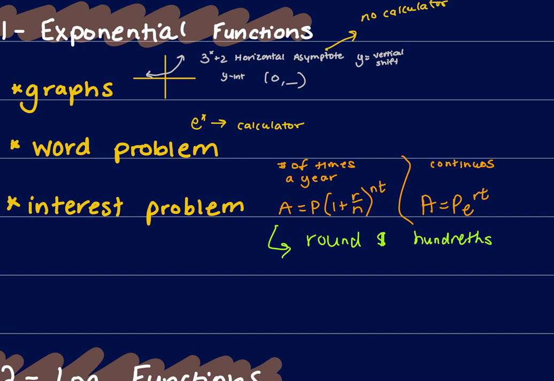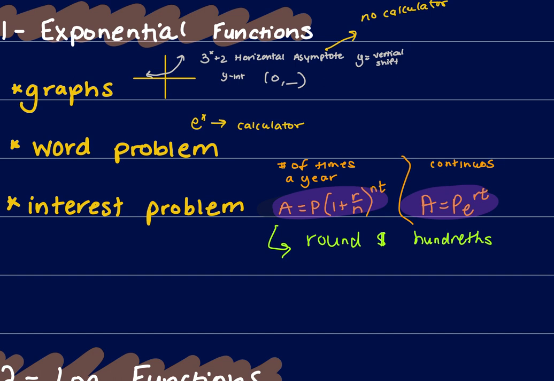And then you could see your interest problems, which is your A equals P times (1 plus r over n) to the nt. Or continuous, Pert: A equals P times e to the rt. These are equations you will not be given and you do have to know. So you want to make sure that you know those without being given them.